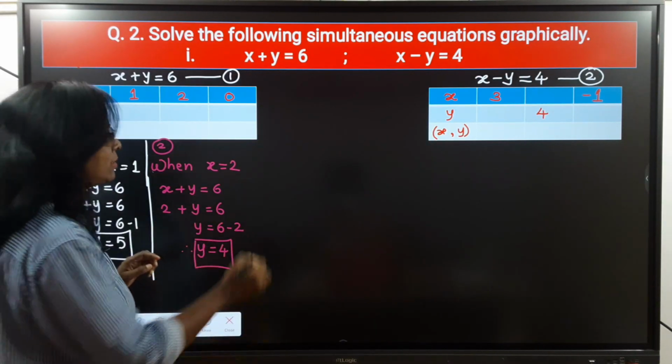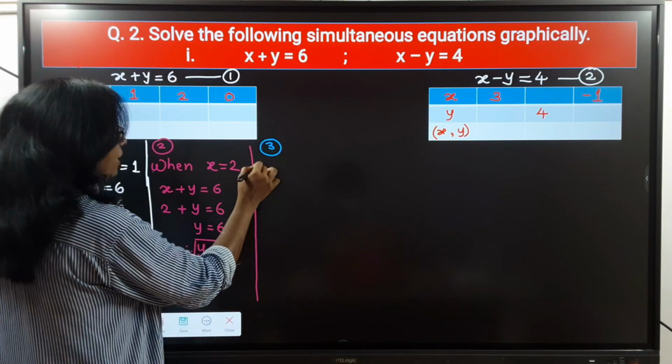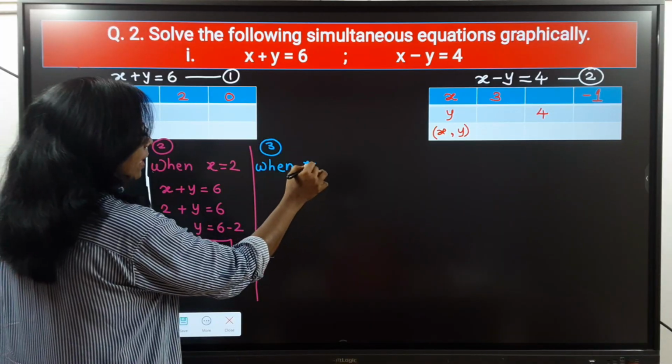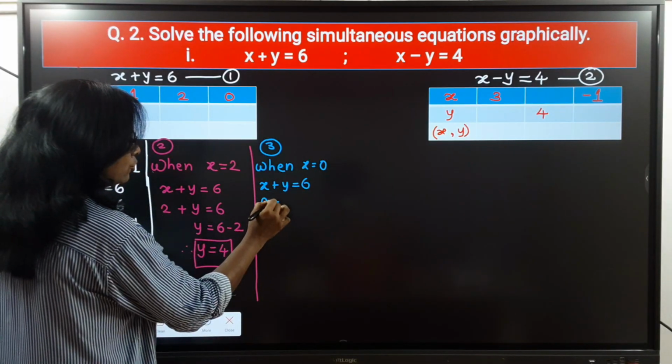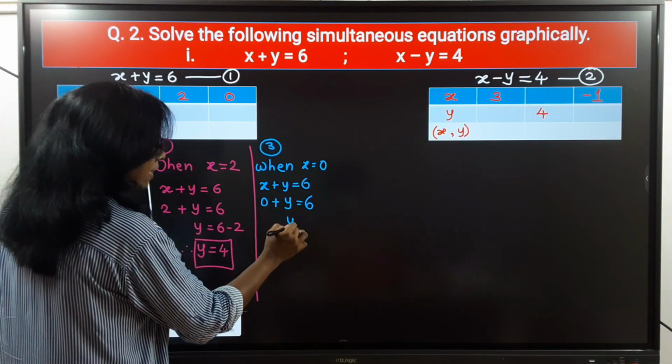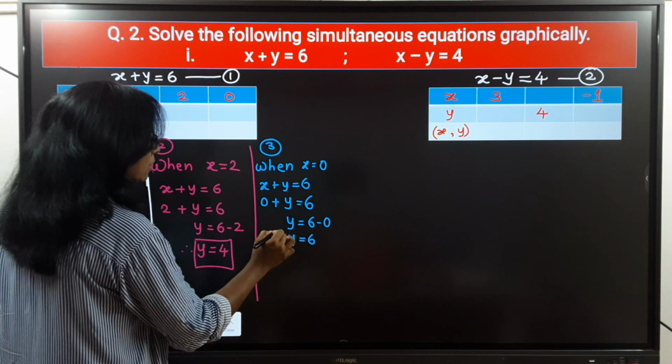Then for the third value students, when x is equal to 0. The equation is x plus y is equal to 6. Therefore 0 plus y is equal to 6. Therefore y is equal to 6 minus 0, and that means 6. Therefore y is equal to 6.